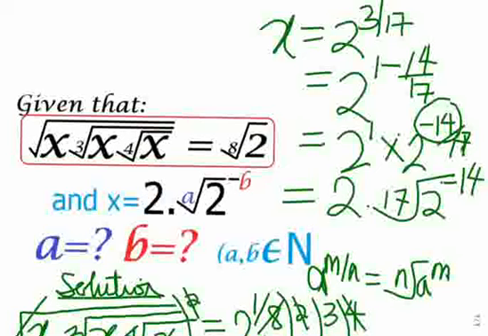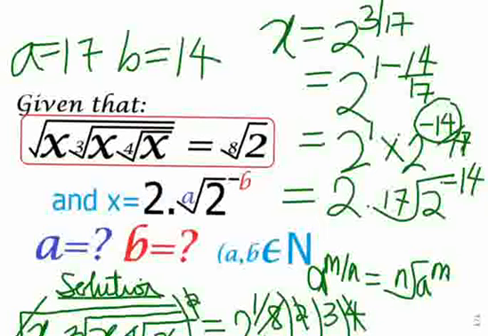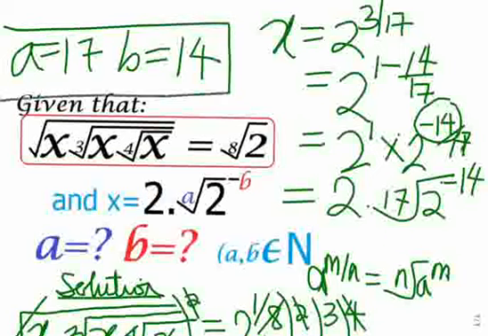So if you look at this, it now resembles this form, and our a is equal to what? 17, while our b is equal to what? 14. So that is the solution to this question. a is 17 and b is 14.